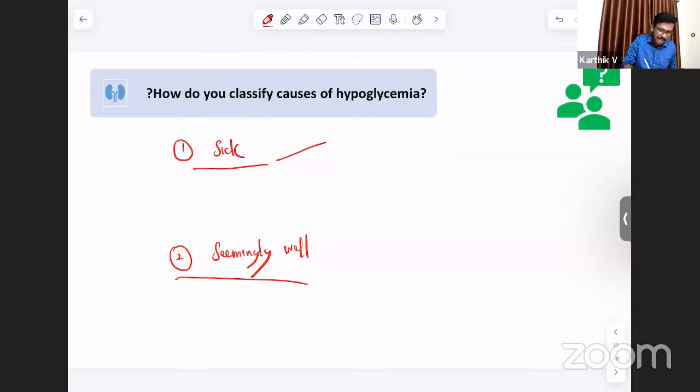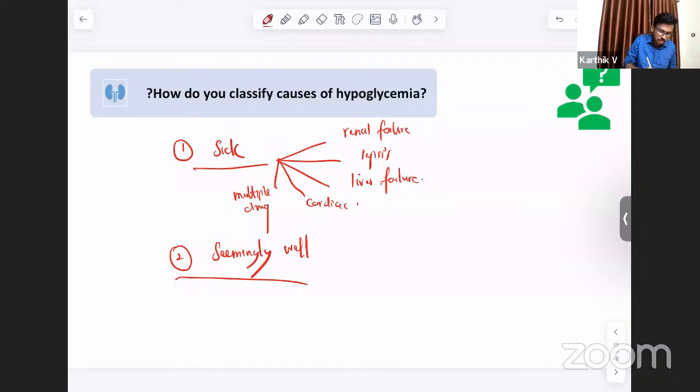These patients are more likely to have renal failure, sepsis, liver failure, cardiac issues, etc. And the patients will be on multiple drugs. So when a sick patient is developing hypoglycemia, you have to think of an entirely different spectrum of diseases like target organ failures, acute infection, decompensated adrenal crisis, use of multiple drugs. All these should be taken into account. Whereas if a patient comes to your OPD with a history suggestive of multiple hypoglycemic episodes, or is admitted for some other reason in your hospital but is now reporting hypoglycemic symptoms and is a seemingly well individual, then you have another set of causes.